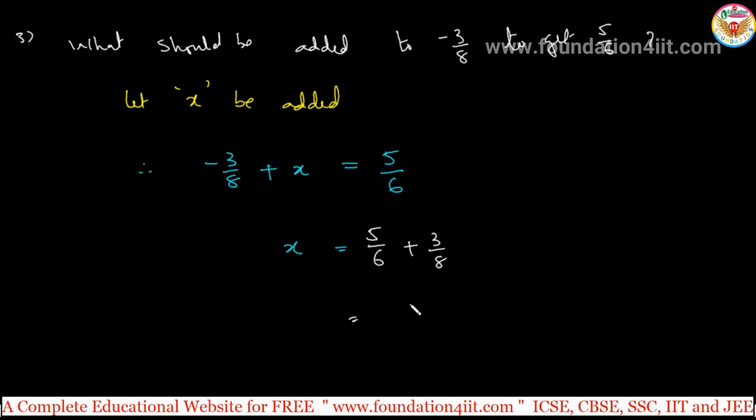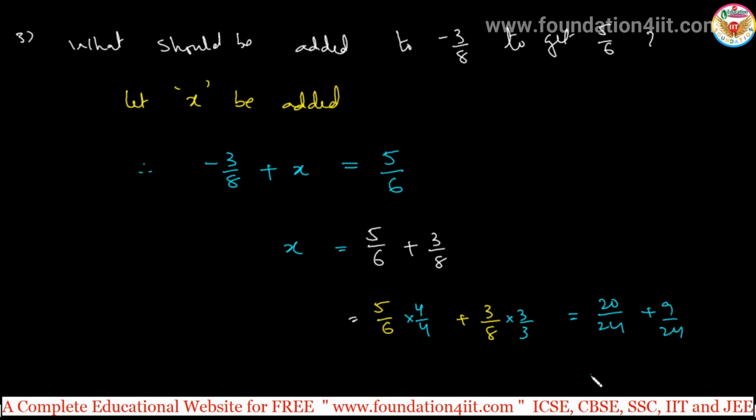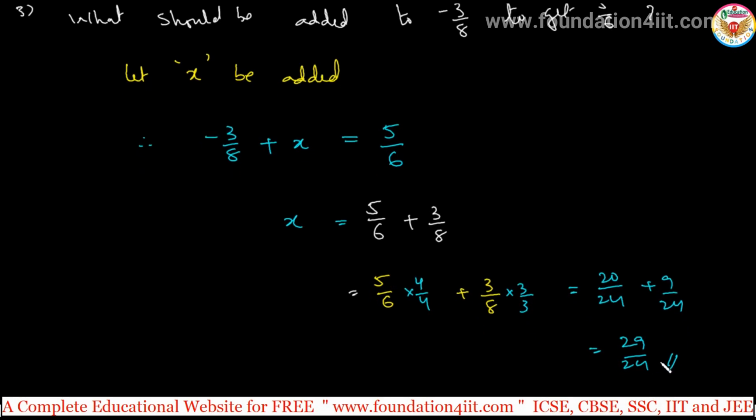Okay, again the same method. Just for 5 by 6 plus 3 by 8, we should go for LCM. The LCM of 6 and 8 is the same, 24. So 4 by 4 and this is 3 by 3. The method is same, right? 5 into 4, 20 by 24 plus 9 by 24. You already know this, 29 by 24. And if you convert into a mixed fraction, 1 5 by 24 is the answer.